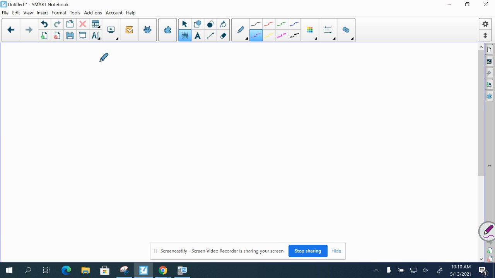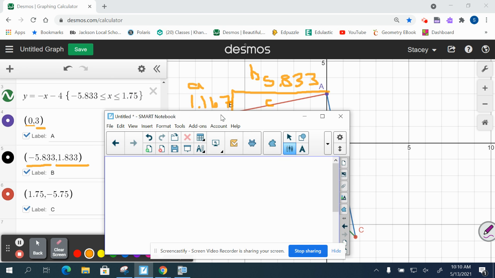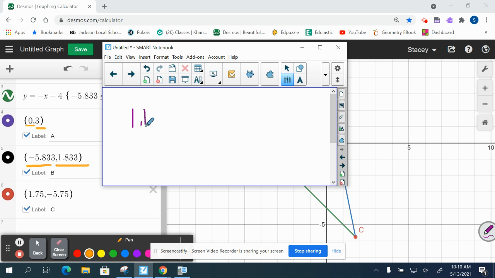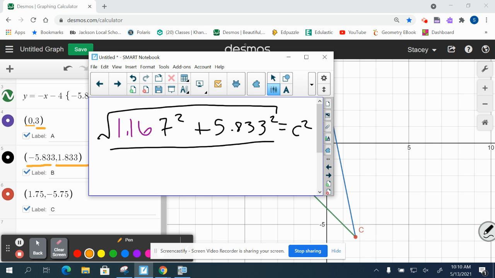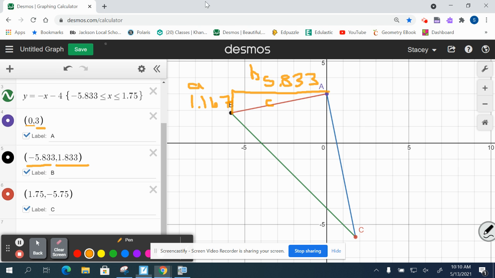So you'll do 1.167 squared plus 5.833 squared equals c squared. So type these into your calculator and then take the square root of what you get and then write that to the nearest 2 decimal places. All right, so I'm going to show you the other parts.